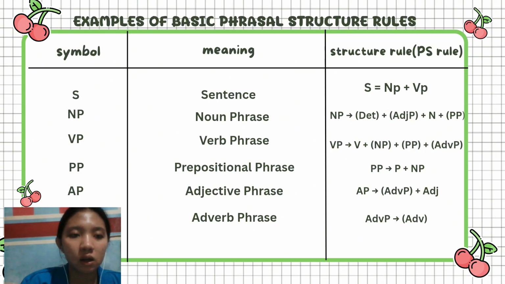Fourth, PP as prepositional phrase. In a prepositional phrase, there is a P plus noun phrase. Fifth, AP as adjective phrase. The structure rule is AP to adverbial phrase plus adjective. Sixth, AdvP as adverb phrase. The structure rule is adverb phrase to adverb.